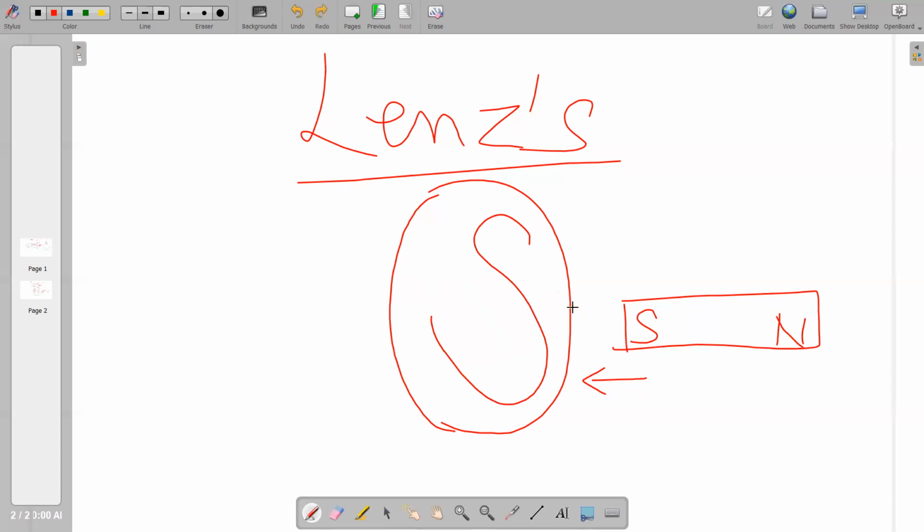Now one more thing. This logic we can apply in centrifugal force also, right? No. It has nothing to do with centrifugal force. But we learned it before.